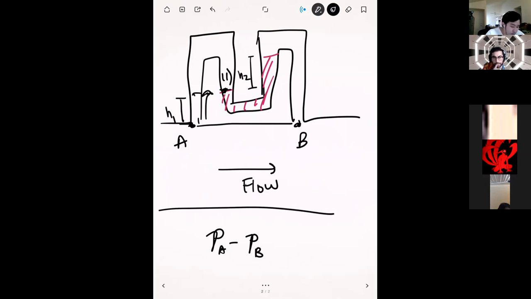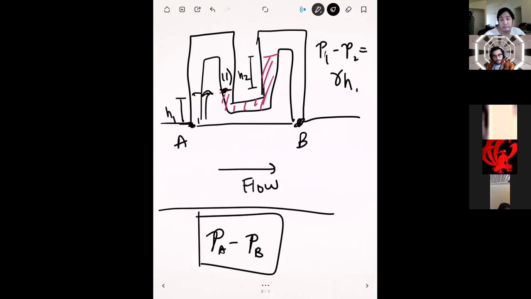So we know that from manometry, P1 minus P2 is equal to gamma H, right? So it's just the density times gravity times the H difference. And so you're going to use this equation, work your way around the horn until you reach point B, and then you're going to have a set of, I think in this case, three equations, and you're going to solve them together in order to get this quantity right here, PA minus PB.